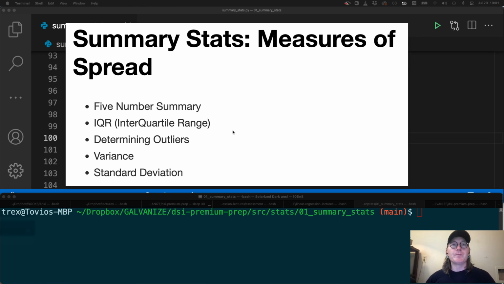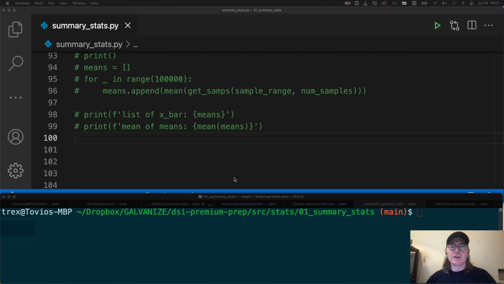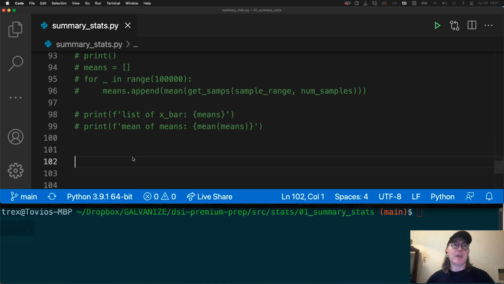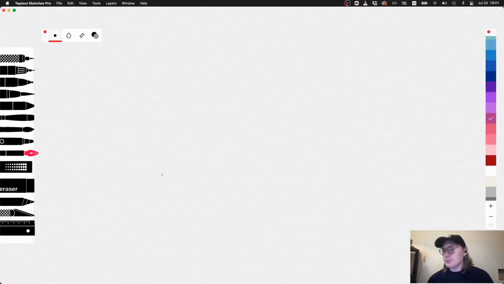Okay, so let's consider first the 5-number summary. And we're going to continue off of that same document, summary_stats.py. We're going to put all of the summary stats in there. So the 5-number summary is going to have 5 things in it, right? There are 5 things.